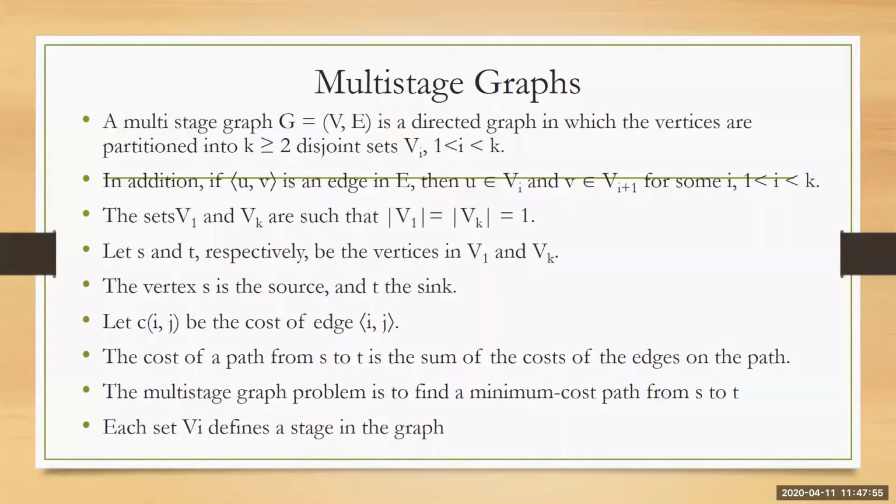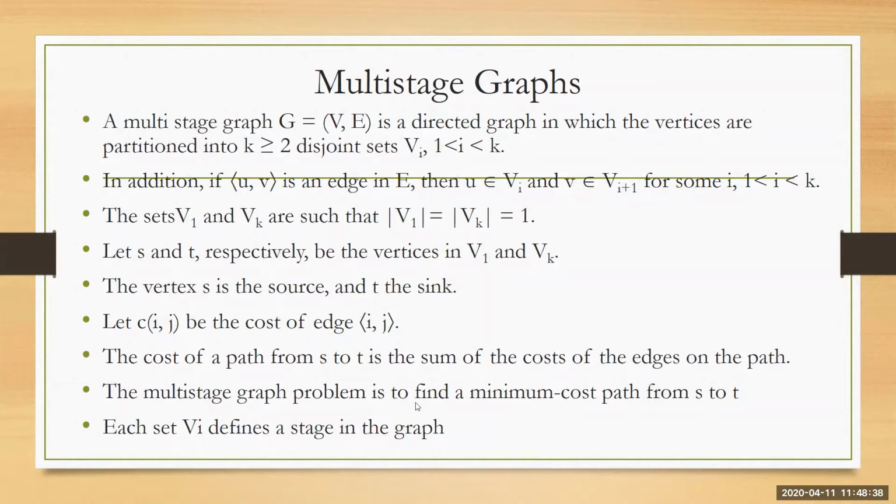It contains arrow marks, in which the vertices are partitioned into k greater than or equal to 2 disjoint sets. What this point tells us is that the vertices in this type of graph are grouped, or partitioned, into different sets. We call them subsets. V is the main vertex set, and that vertex set V is subdivided into different disjoint sets, and the number of such sets is greater than or equal to 2. So the minimum is 2, and the maximum can be any number. If you look at the diagram, we'll come to know.